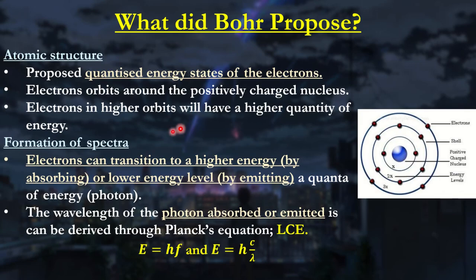Okay, so what did he actually show? The atomic structure is very simple. The energy shells are quantized. Each has a specific energy. The electrons will orbit this positive nucleus, so that kind of explains where the positioning is. And the higher the orbit, the higher the amount of energy they have. So basically you expect them to have a lot more energy in the most outer shell.